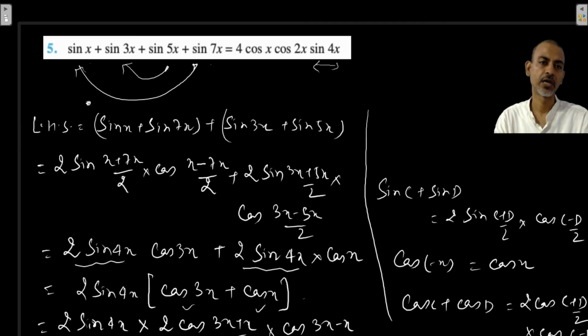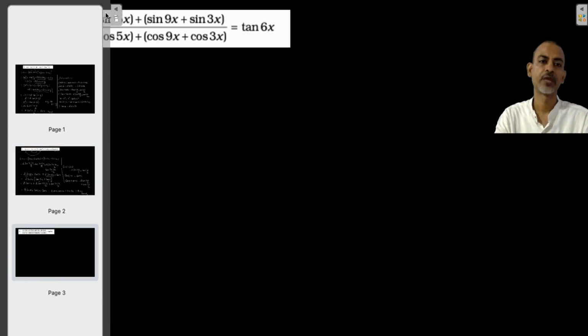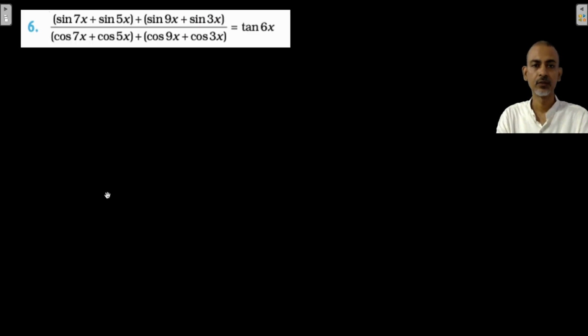Alright. So now let's move on to the next one, which is problem number 6, and that will be the last problem of the day. Here there is a big expression, and on the right hand side it becomes only tan 6x. And here the clubbing is already done for you. It's looking like the formula for sin c plus sin d, and in the denominator it is cos c plus cos d and cos c plus cos d. So we'll just apply the formula and see how it turns out.